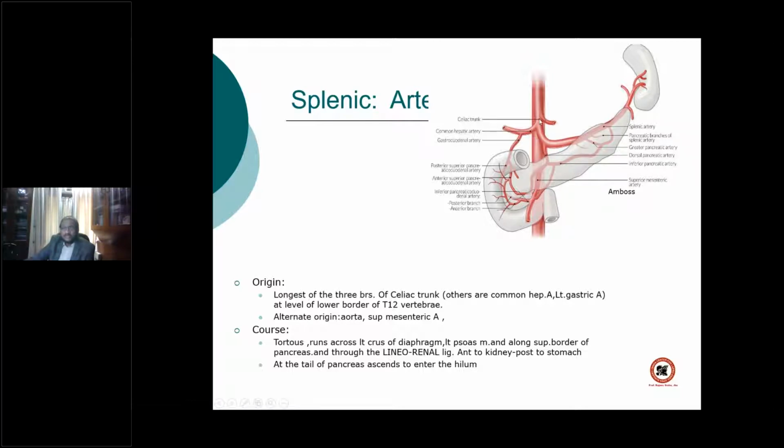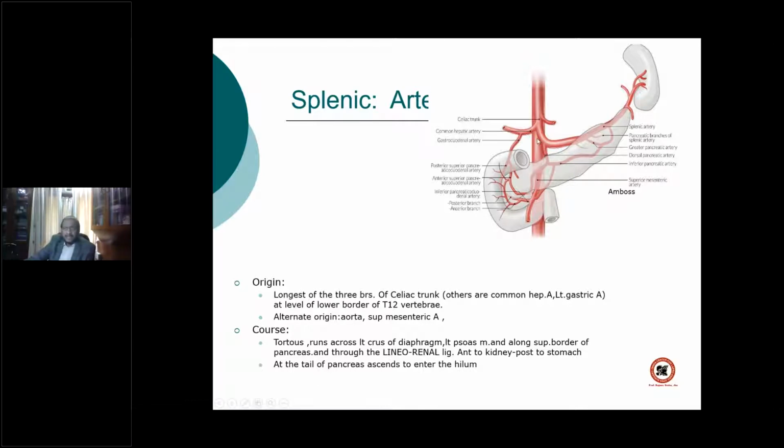Now in its course from its origin from the celiac trunk until it reaches the superior border of the pancreas, it is going to cross the left crus of the diaphragm, which is somewhere here. Adjacent to it, you will have the psoas muscle, and then along the superior border of the pancreas. So it is going to cross the left crus, cross the psoas, then travel along the upper border, ascending up, and then entering into the hilum of the spleen.